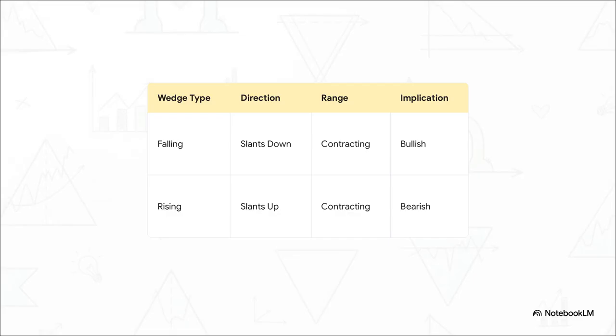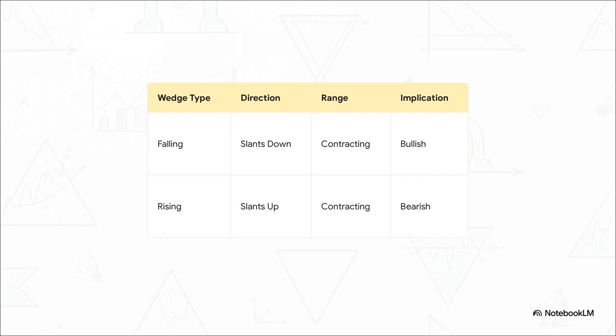Wedges give us another perfect visual of energy compression, but man, they are incredibly counterintuitive. Honestly, it's why they trap so many beginners. A falling wedge slants downward with a contracting, tightening range. It happens deep in a downtrend, showing that downward momentum is actually losing steam and squeezing the price until it literally has nowhere to go but to explode upward. So yeah, a falling wedge is shockingly bullish.